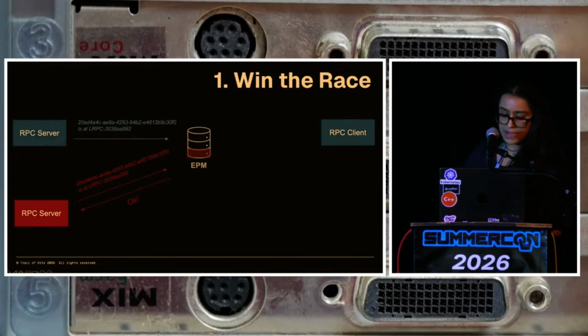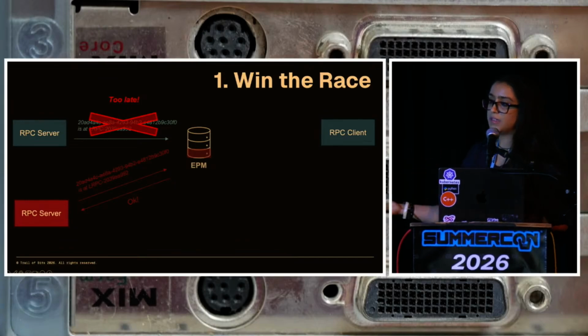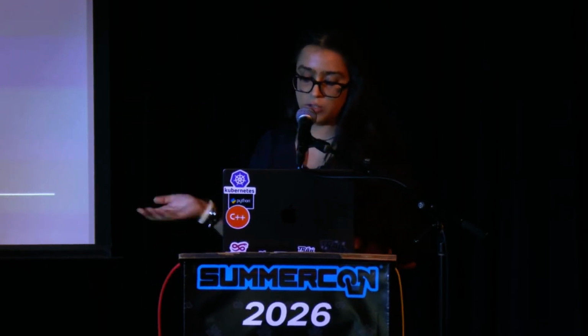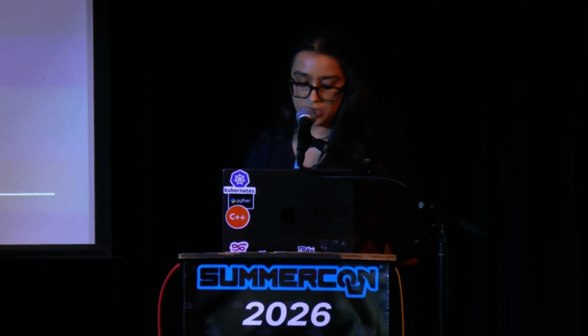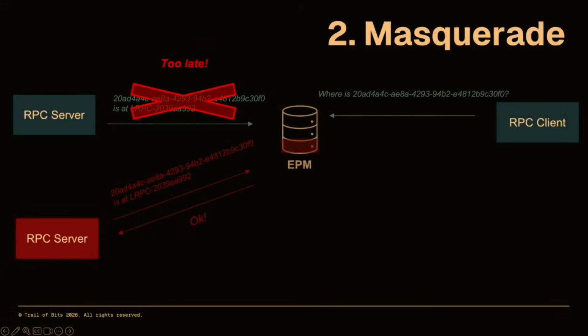So now the EPM has a vulnerable entry. You can have multiple servers try to register for the same interface with the same UUID, but the one that registers first is the one that gets the function calls from the clients. So even though the RPC servers that start up late still try to register, it's too late for them. The vulnerable one is already registered. So now that we've won the race, we have to pretend to be the legit RPC server.